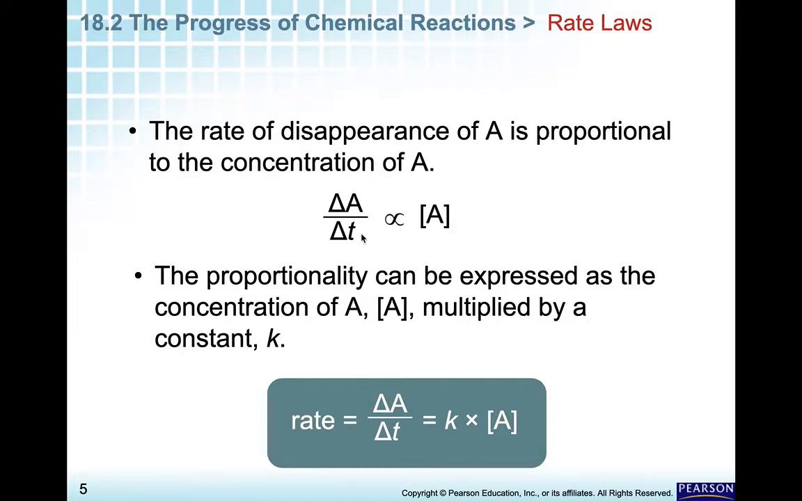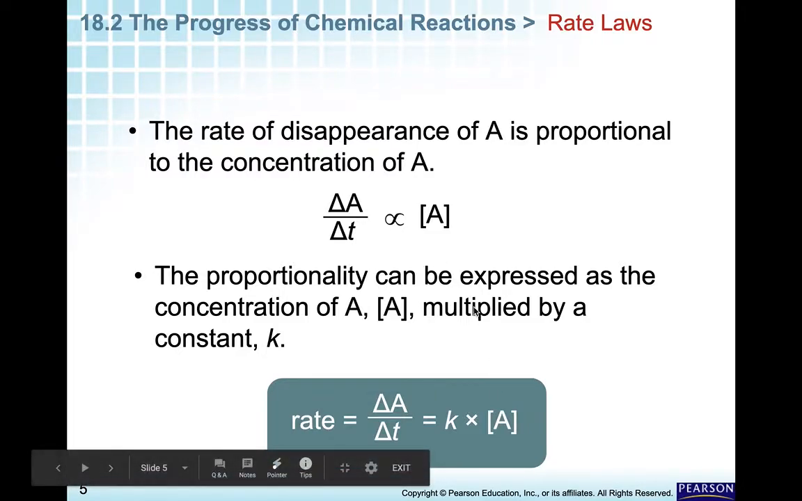And we can change this from being a proportionality, this symbol here means proportional to. We can change this to a normal mathematical expression by substituting in a constant, and we're going to use the constant K. So now we've got that the rate, the change in A over the change in T, is equal to the proportionality constant K multiplied by the initial concentration of A. Okay, so our rate is equal to K times the concentration of A.